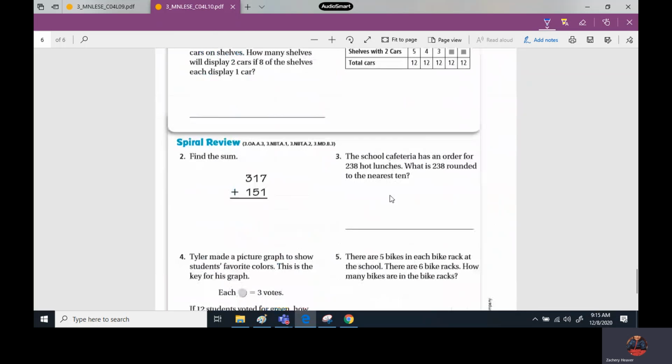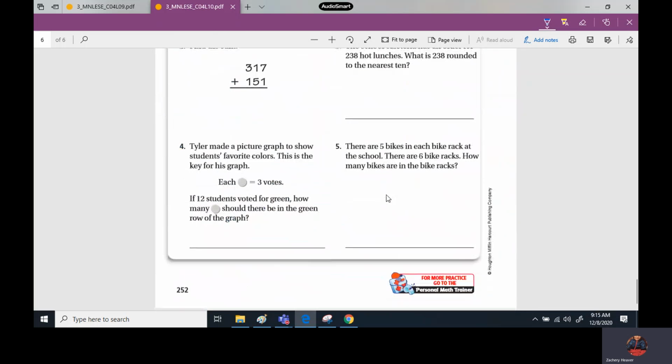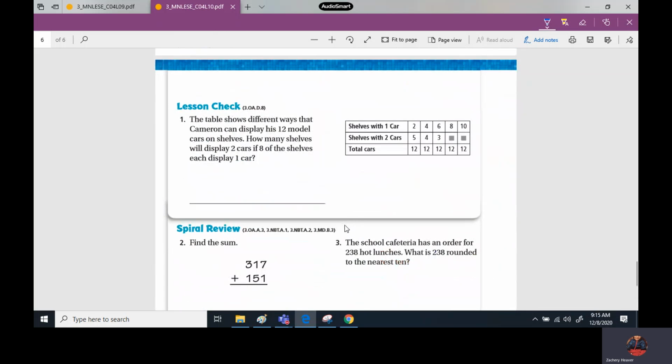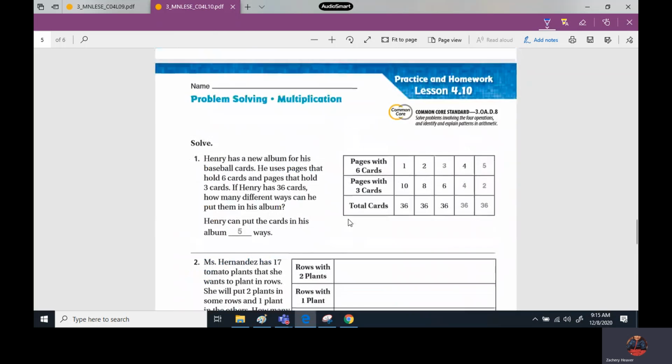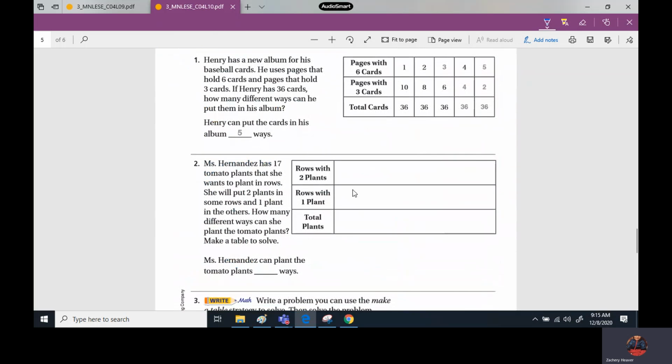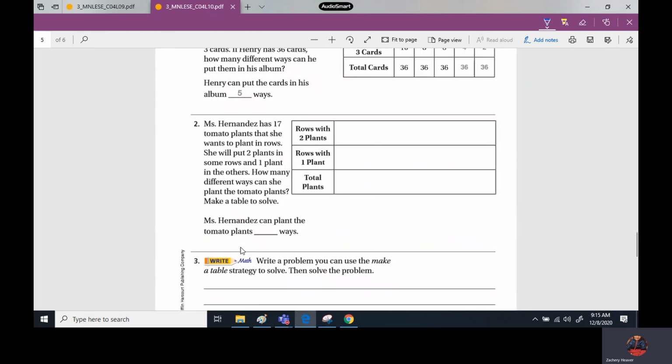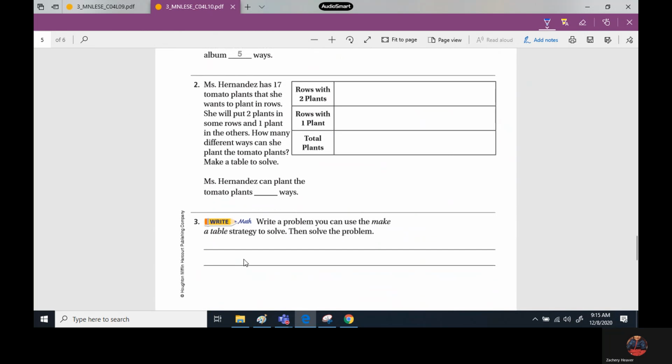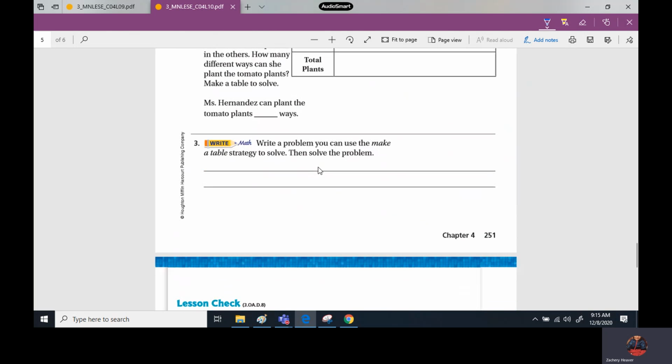Okay. I'm gonna put the lesson check, like I said, on Schoology. You guys can do it on Schoology if you want, or you can do it on here. Either way. This is going to be like making the graphic organizers, kind of like they did up here. They did number 1 for you. There's only 2 questions. And this one, I'm going to do this one with you real quick. So write a problem you could use to make a table strategy. I'm doing it with you.